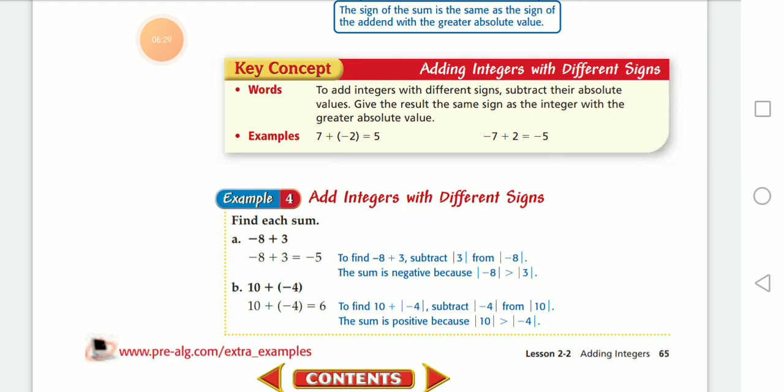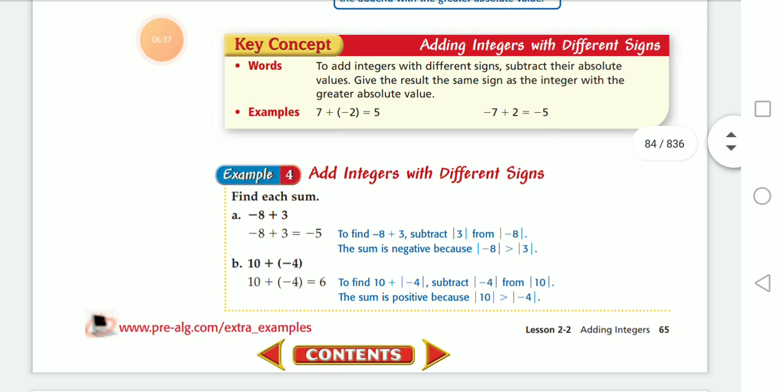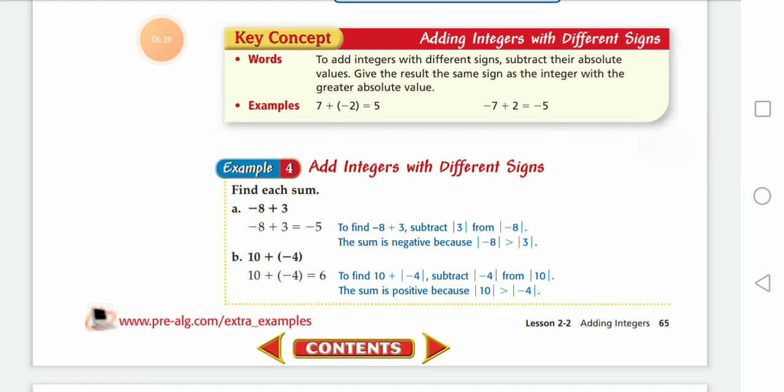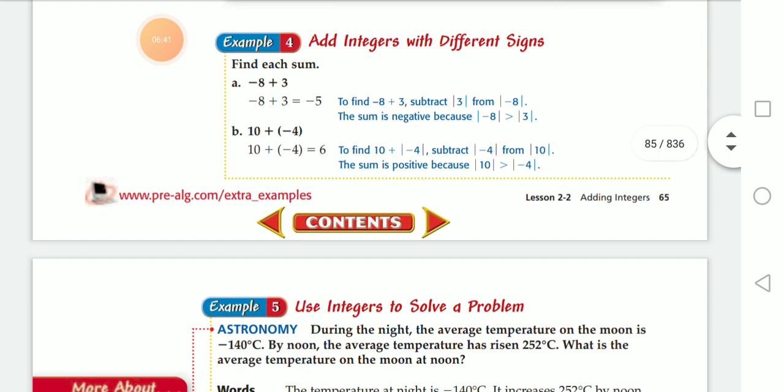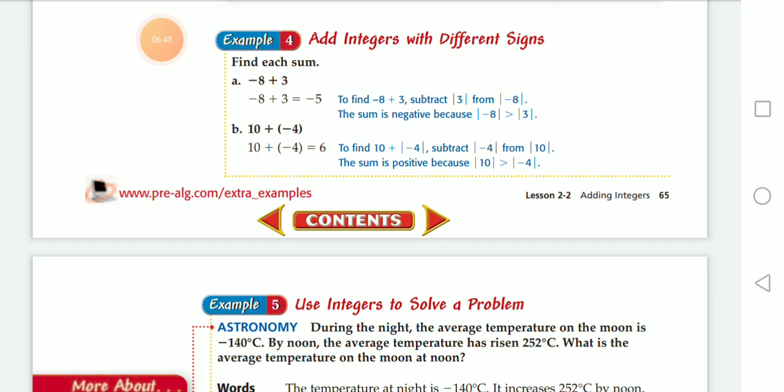Words: to add integers with different signs, subtract their absolute values. Give the result the same sign as the integer with the greater absolute value. Okay, and these are the examples. Example 4. Add integers with different signs. Find each sum. Negative 8 plus 3. What should I do?